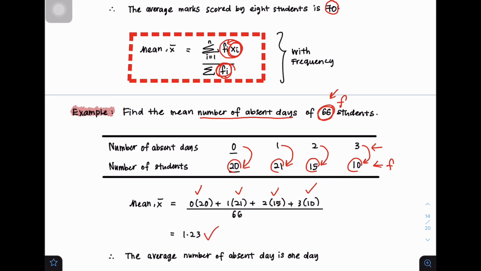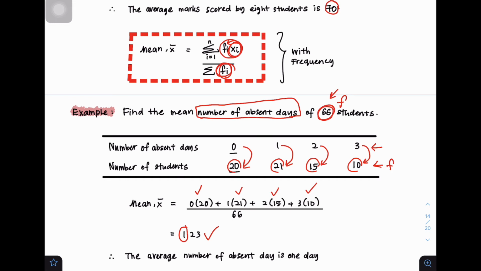Okay, tapi kalau awak tengok sekarang, kita mencari purata number of absent day, bilangan hari pelajar tidak hadir. Okey, tapi bilangan hari mana ada dalam point, mana ada 1.23 hari, tak ada. Okey, so kalau awak dapat macam ni, awak ambil nombor yang depan ni lah, 1.23 maksudnya sehari. Okey, so the average number of absent day is 1 day.